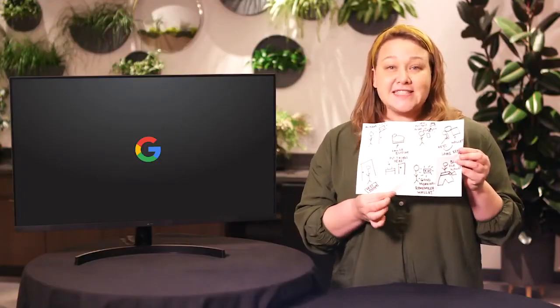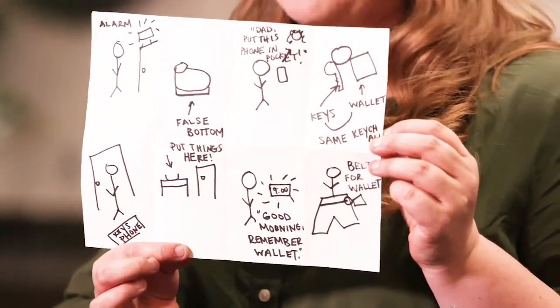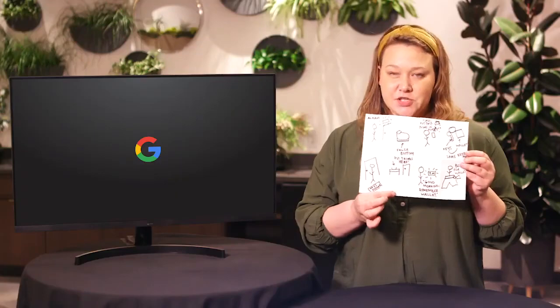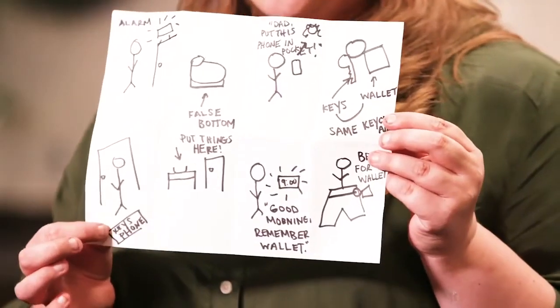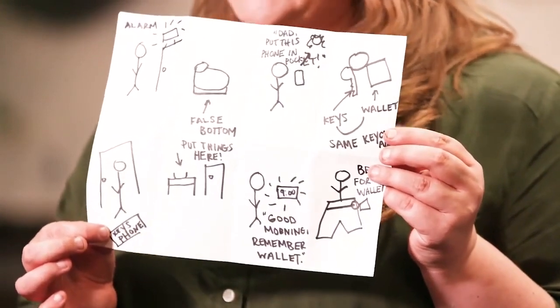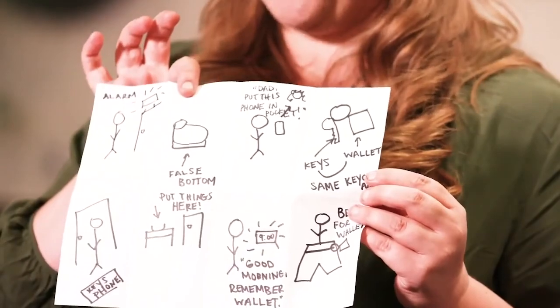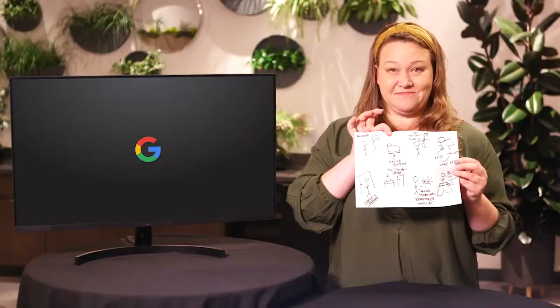Sketch 2. A sign on his front door that says, "Remember to take these things with you. Place them here when you get home." Sketch 3. A doormat with a checklist that says phone, keys, and wallet. Sketch 4, and my personal favorite, shoes with false bottoms that he can keep a wallet in.